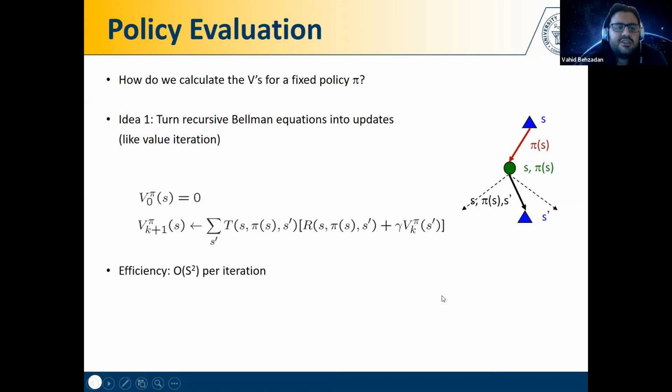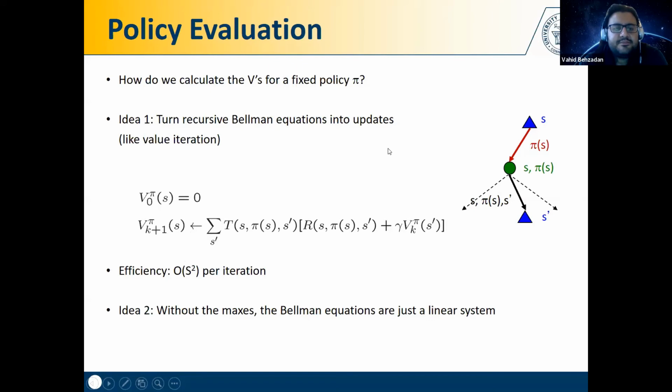Okay, what's the efficiency of this algorithm? The complexity of this algorithm is of the order of s squared. So we have to calculate this summation in the worst case scenario s times, because the number of states s' can, in the worst case, be the size of the state space. It may end up in all available states. And we need to repeat this process for all s's. That's why the worst case complexity of each iteration of this algorithm is in the order of s squared.